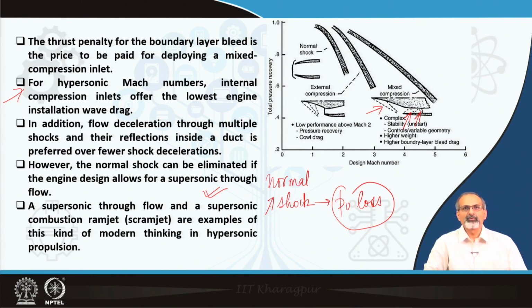A supersonic through flow and a supersonic combustion ramjet, which means scramjet, are examples of this kind of modern thinking in hypersonic propulsion. So, these are concepts which would really work as the Mach number goes higher and higher in terms of more advanced applications.